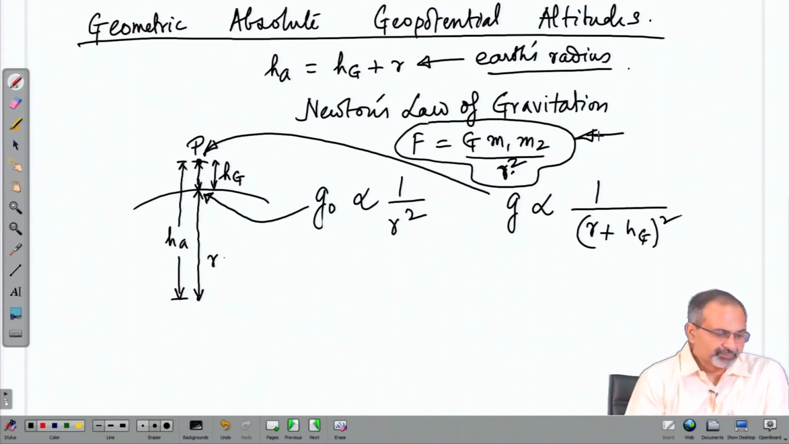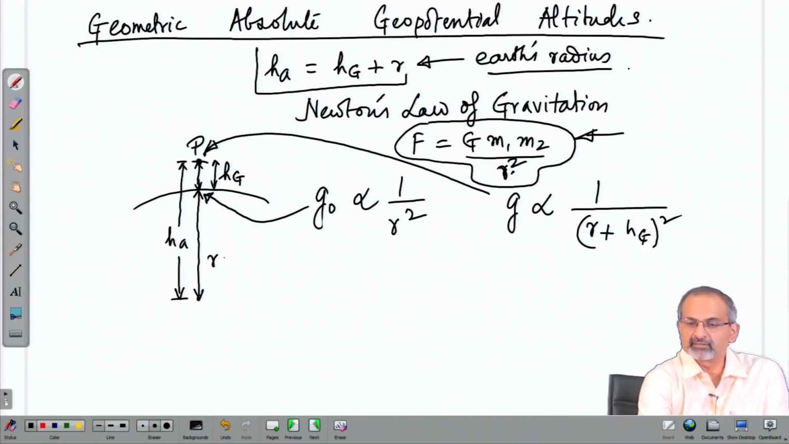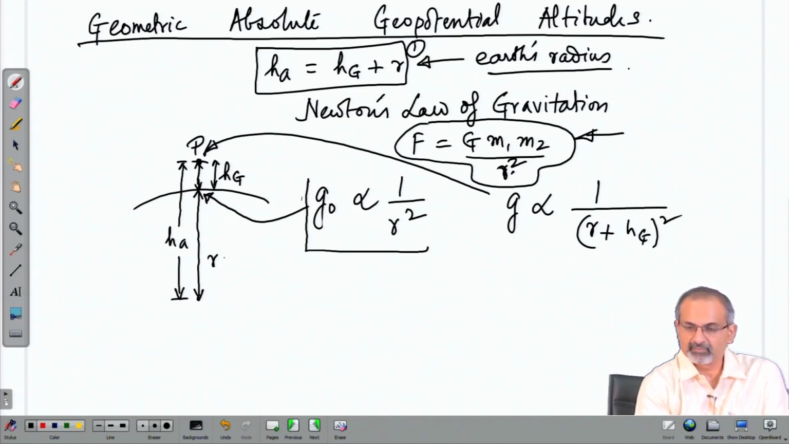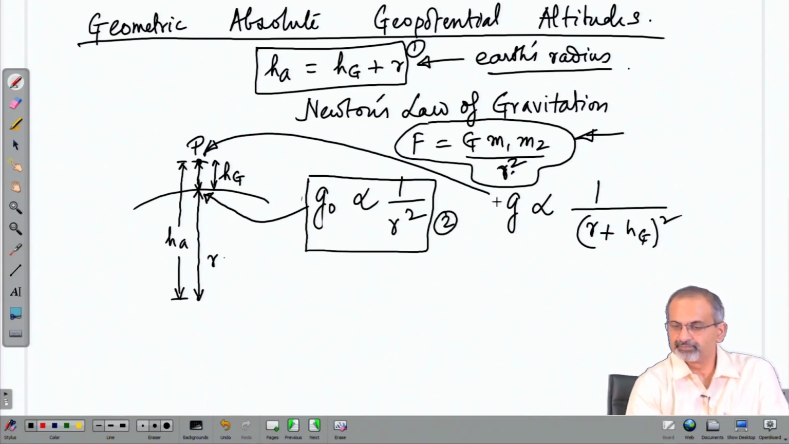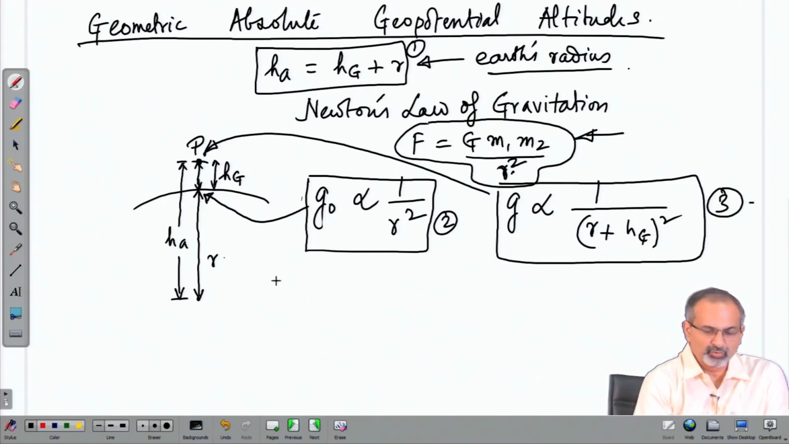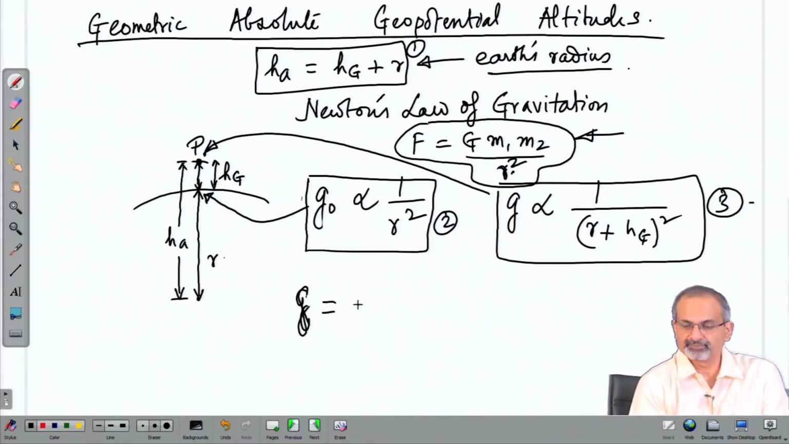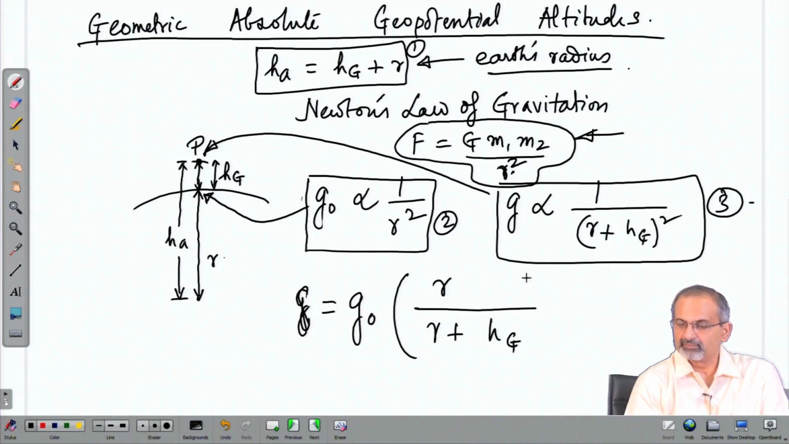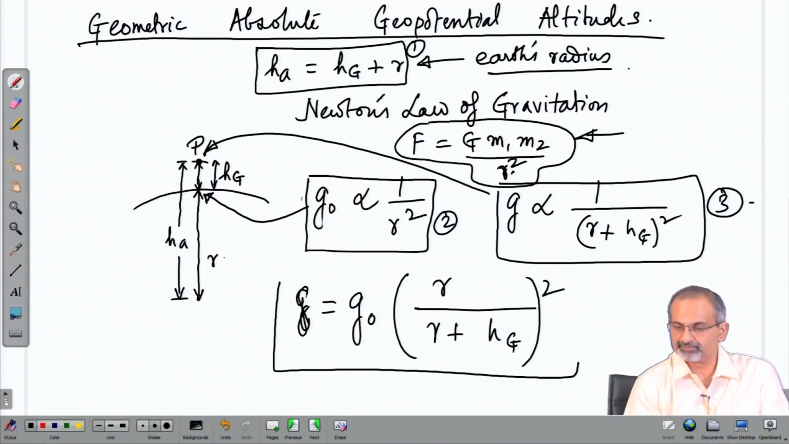Now, if you were to combine these two equations, let us number them one by one. We will call this equation 1, this as 2, this as 3, and now we are going to combine 2 and 3 to give the fourth equation, which is the relation between g and g naught, given by this equation. This is our fourth equation.